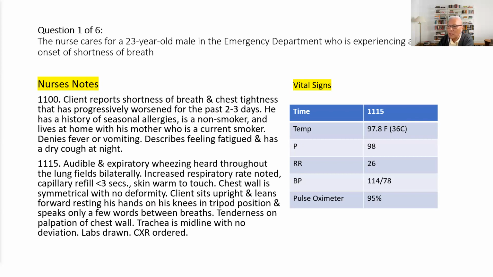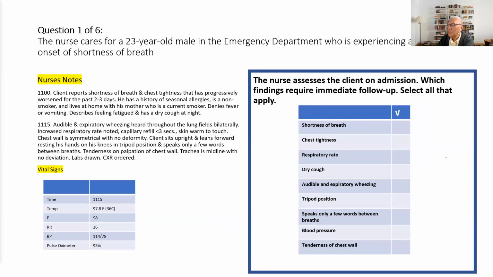Client sits upright and leans forward, resting his hands on his knees in tripod position, and only speaks a few words between breaths. Tenderness and palpation of the chest wall. Trachea is midline with no deviation. Labs drawn, chest x-ray ordered. Temperature is 97.8, pulse is 98, respiratory rate is 26, blood pressure 114/78, and pulse oximeter is 95%.